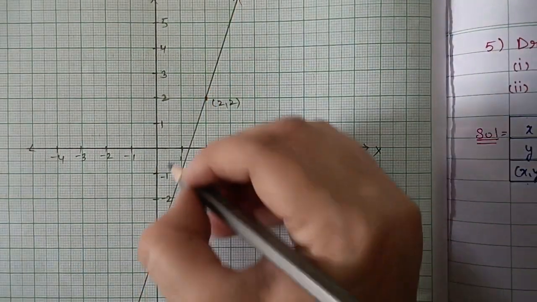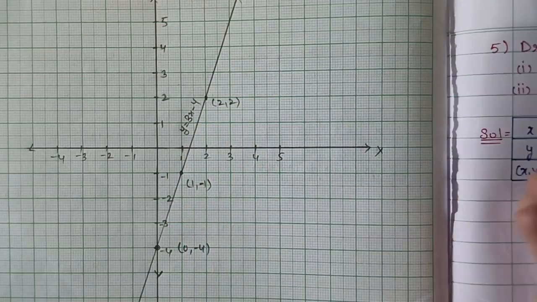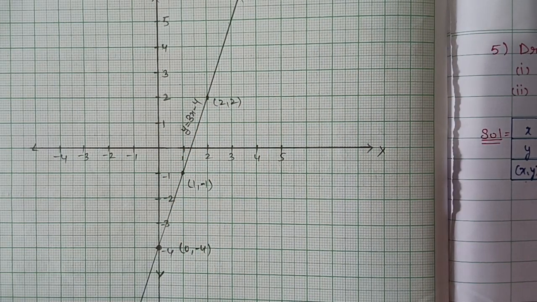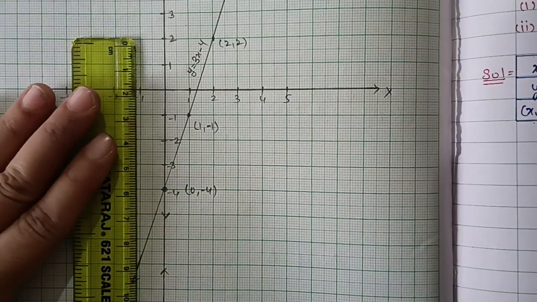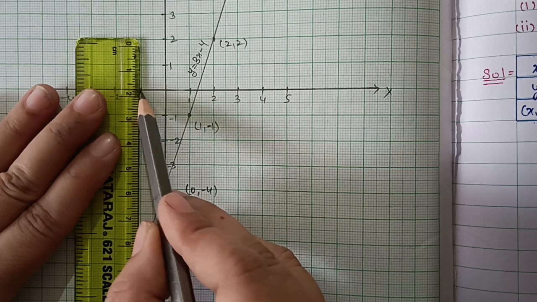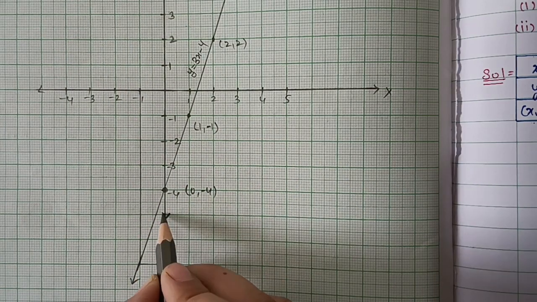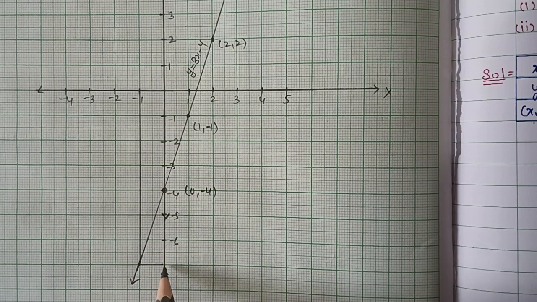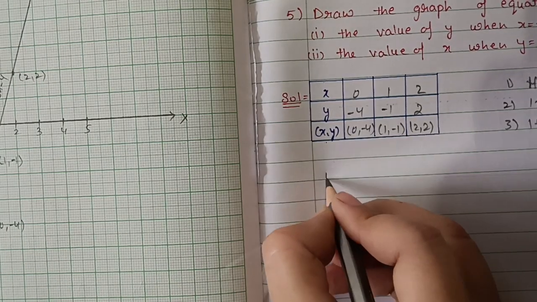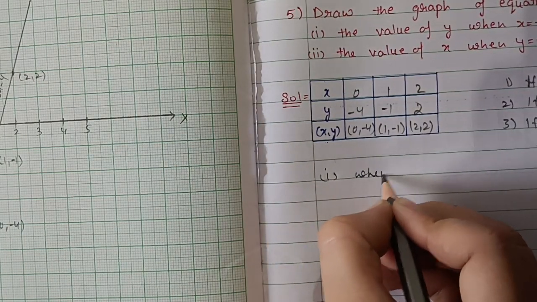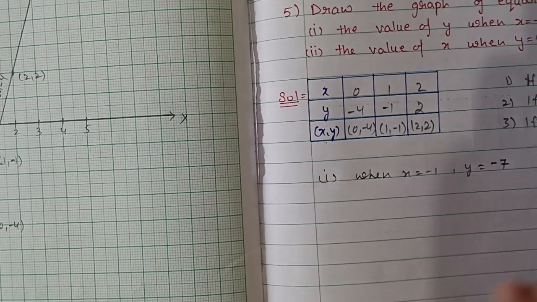Now in the question they have given, we have to find out the value of y when x is minus 1. So when x is minus 1, in that case what is the value of y, that we have to check. So you can see here, if I extend this, this is minus 4, then minus 5, minus 6, minus 7 I am getting. So when x is minus 1, y value we are getting minus 7.